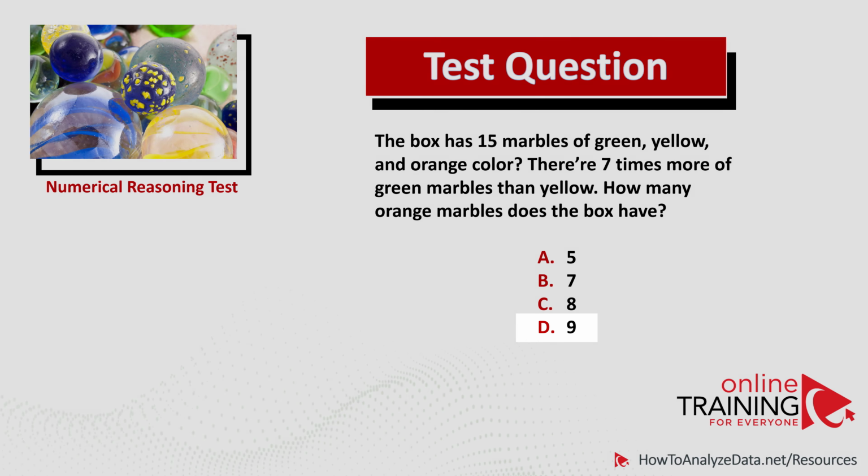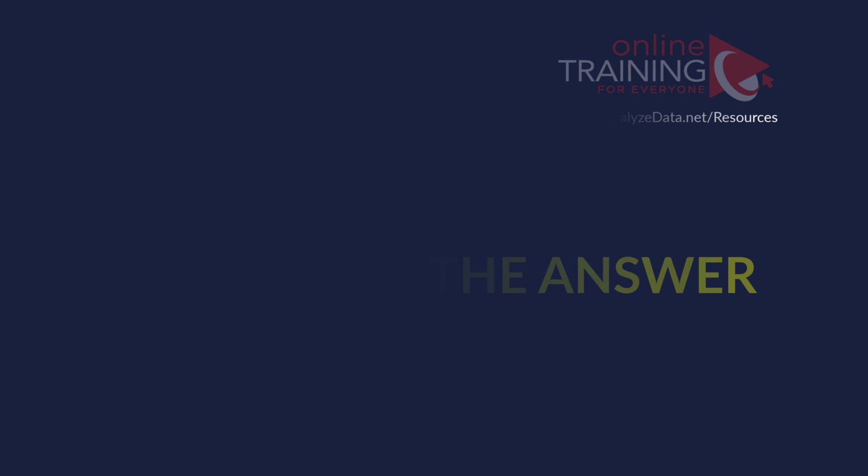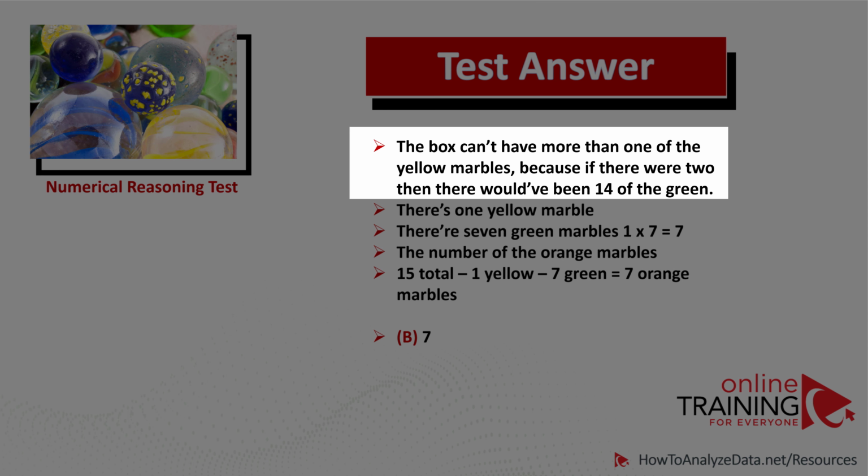Do you think you know the answer? Let's see how we can get to the answer together. To solve this challenge, you need to make some assumptions. And the big assumption that we're going to be making is that the box can have more than 1 yellow marble. Because if the box is to have 2, then there would be 14 of the green, which wouldn't leave any room for the orange marbles.